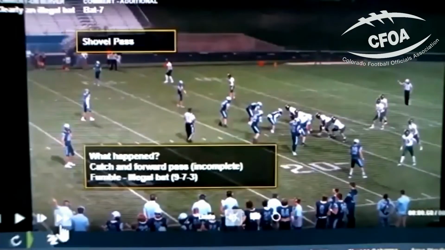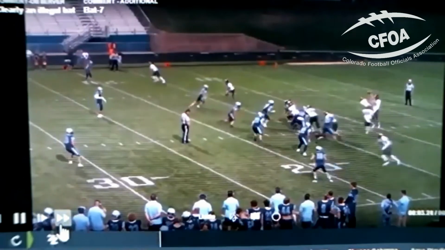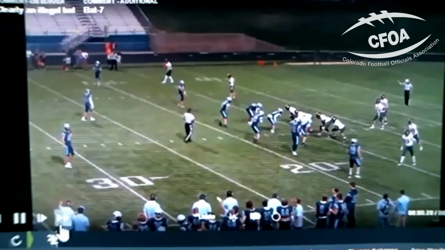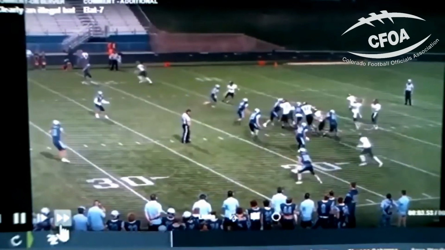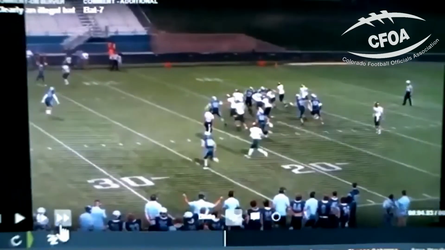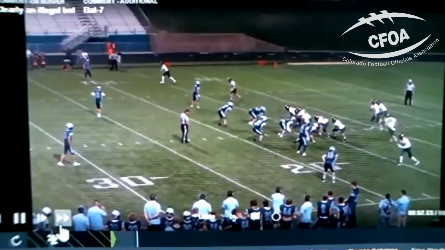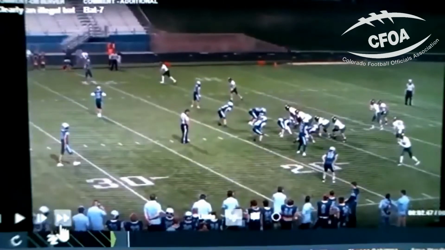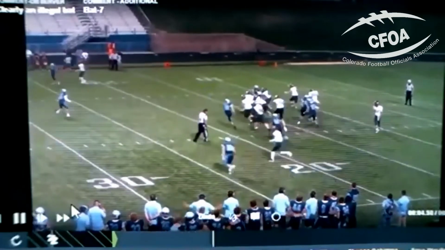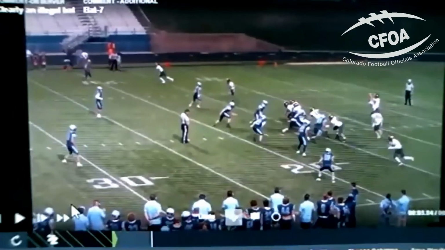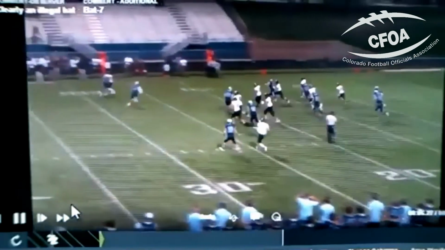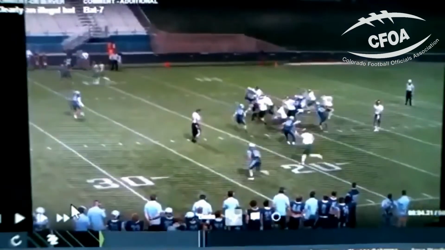Okay, so on this one, I think we clearly have an illegal bat. Again, he jumps up. He doesn't complete the catch of the backward pass. There's no evidence, at least to me, that he ever had control of the ball. He just kind of taps it forward. And this was flagged.